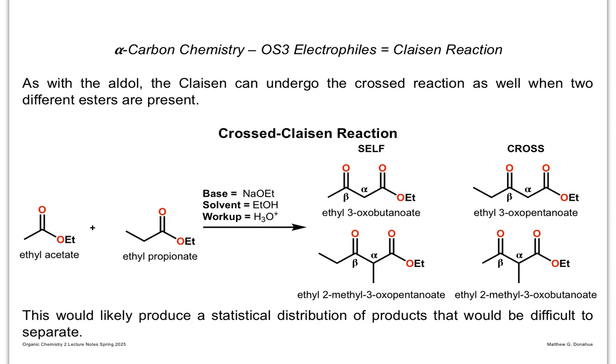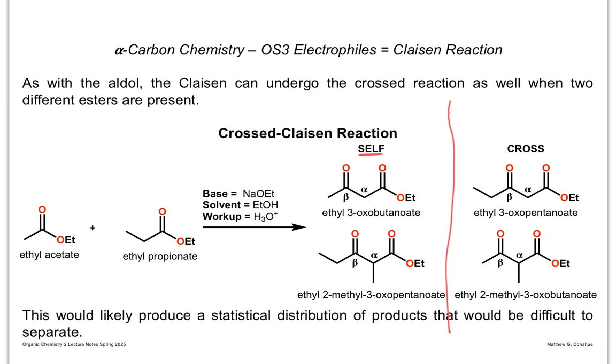So for these, I'm not going to draw the mechanism, but this is a crossed Claisen. The same issue with the aldol. So I think if we draw the line this way, on the left is your self products. So ethyl acetate plus ethyl propionate. Ethyl acetate can react with itself, or the ethyl propionate can react with itself.